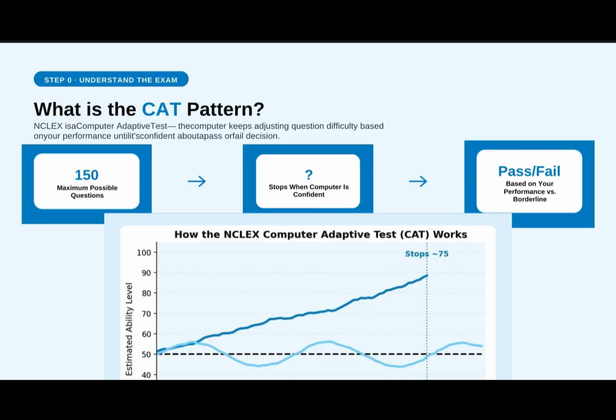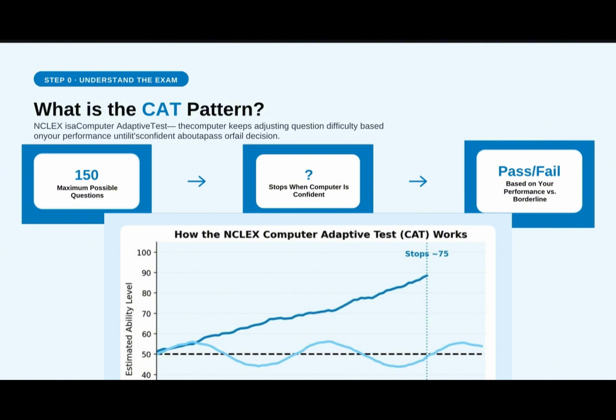Many people talk about how the NCLEX has a CAT pattern. So basically, what is a CAT pattern? It's a computer adaptive test, which means the computer assesses your knowledge and determines whether you pass or fail. Now, most people have heard that the computer stops at different numbers of questions, sometimes at 75, sometimes 80 or 85. So let's understand why.